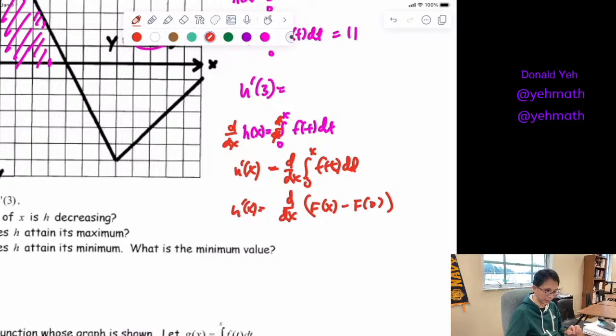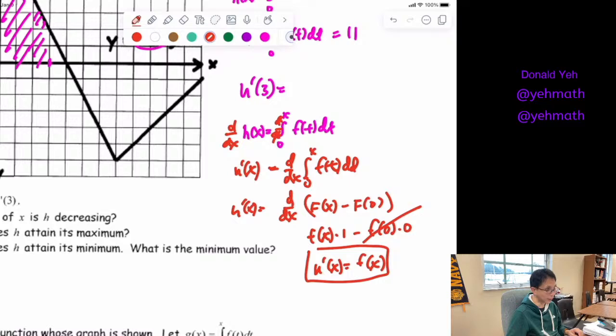Now take a derivative of this. It's going to be f of x times 1, because of the chain rule, the derivative of the inside. Minus f of 0 times the derivative of 0, which is 0, so this whole thing goes away. So h prime of x is equal to f of x. If you write down like this on the AP exam, they give you 1 point just for writing that. Does that make sense?